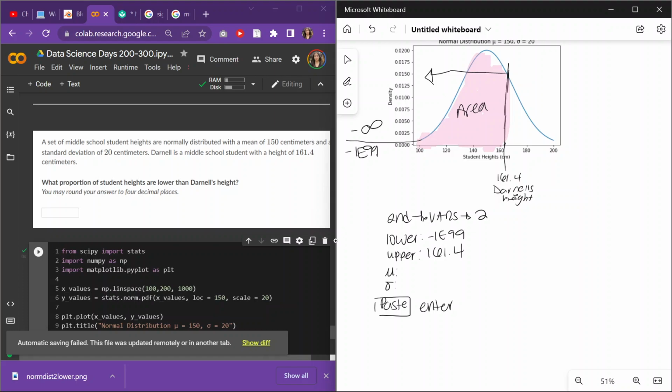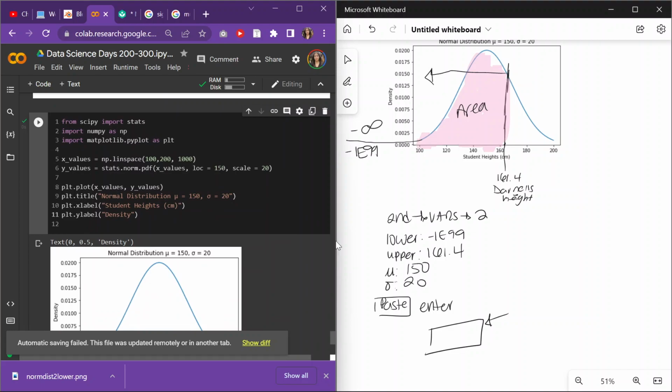And then we also have to do this with respect to the mean and standard deviation. So we have a mean of 150 centimeters and a standard deviation of 20. When you click paste, it's going to turn black. You just click enter, and it's going to give you your proportion. And I'll show you how to get that proportion in Python as well. But that's basically your answer. Whatever you get is the proportion of students who have a height that's lower than Darnell's height.